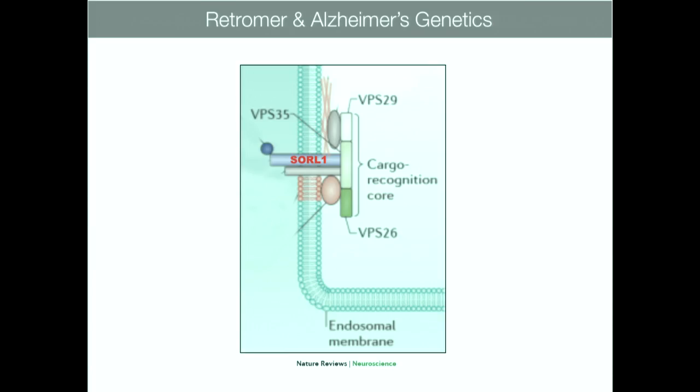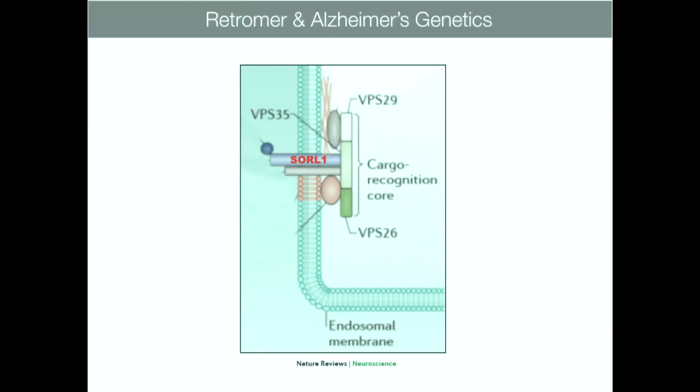Now, the other way, if one is lucky, to strengthen the link between a molecular observation and causality is to see if there are any genetic defects in retromer-related molecules. Of course, if there is, that is a very strong case because we're born with our genes and they occur before the disease.